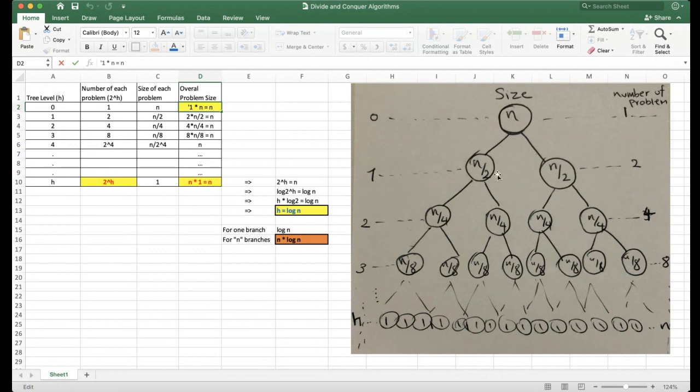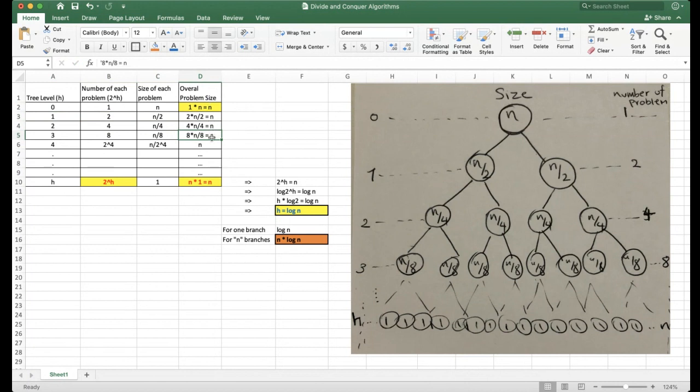When I get to level 1, I have 2 problems, and each of them is going to be n over 2. So the total is still going to be n. When I get to level 2, the number of problems I have is 4. The size of each of those is n divided by 4, or n over 4. And so the total size of the problem is still going to be n.